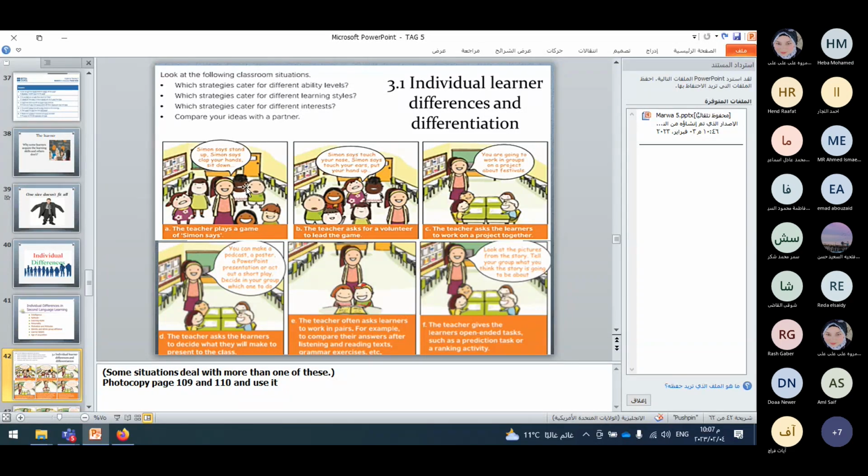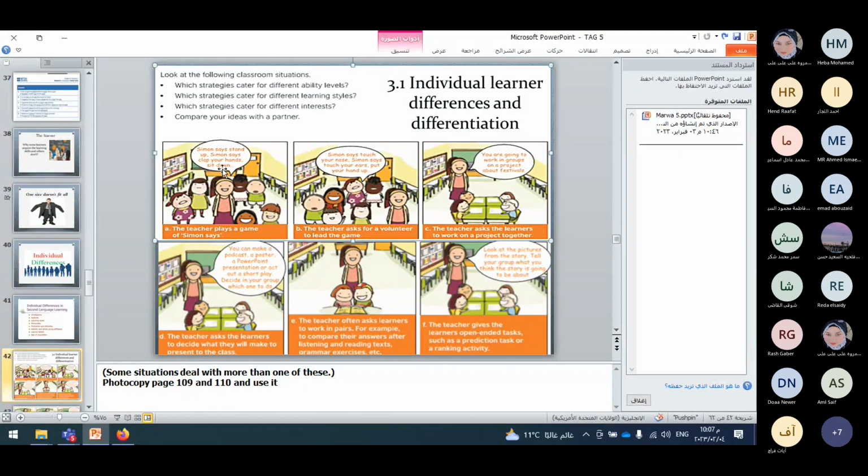The first picture on the left here. Let's read it and try to explore it and find an answer to these questions. Is the strategy in picture A catering for the ability levels or learning styles or interests, or two of them or one only of them or the three of them? Let's see. So let's read number one here. In the bubble, Simon says, stand up.